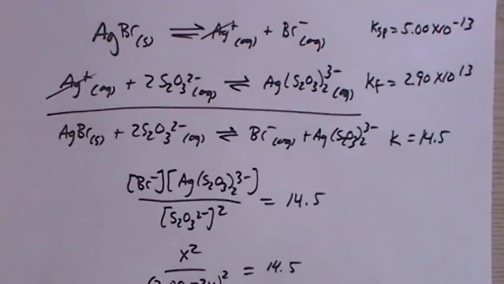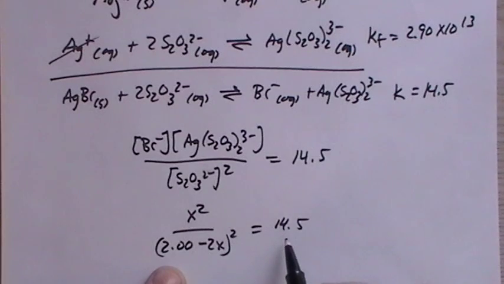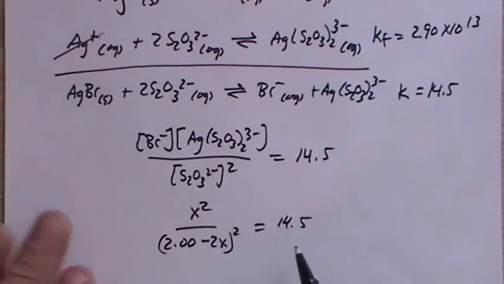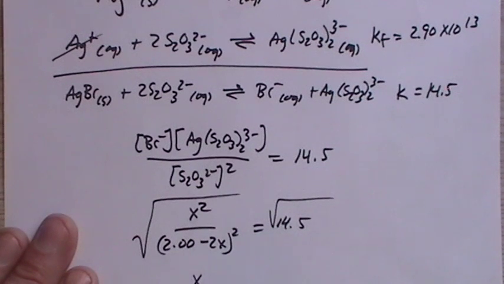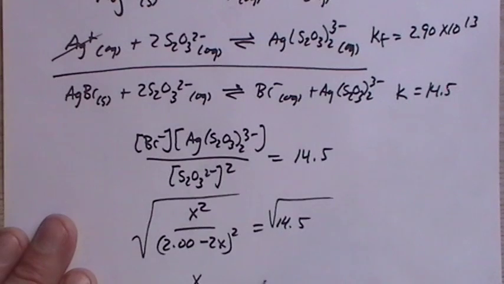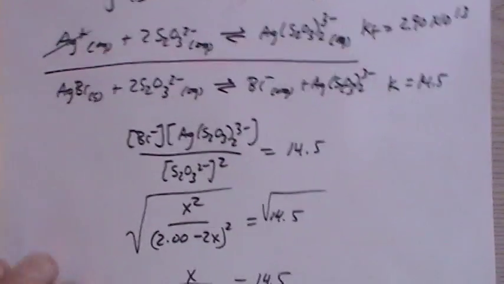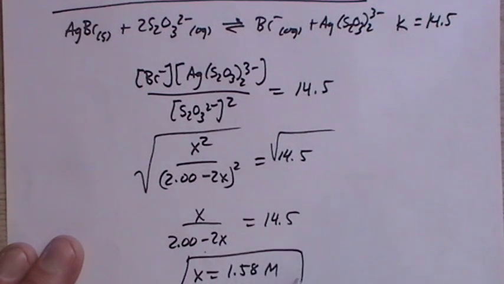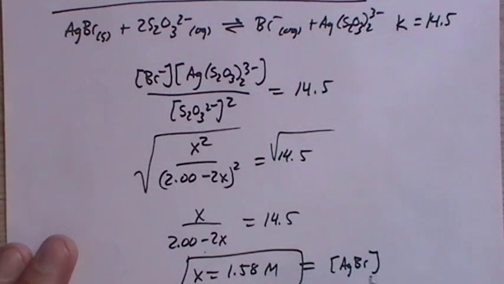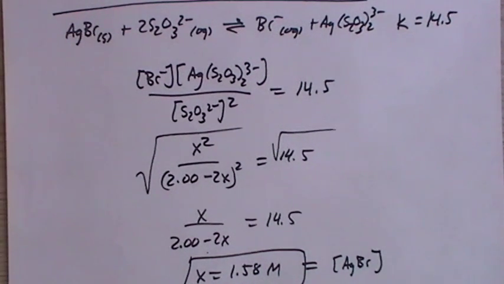Now the approximation doesn't hold, because 2 divided by 14.5 is not greater than 100. That's okay though. It's set up so that we can take the square root, nice. So we don't even have to worry. The last one we were able to get rid of that x term, but here we can't. So when you work it all the way through, you'll find that x is 1.58 molar. And so this is actually the concentration of silver bromide that will go into solution with the addition of lithium thiosulfate.